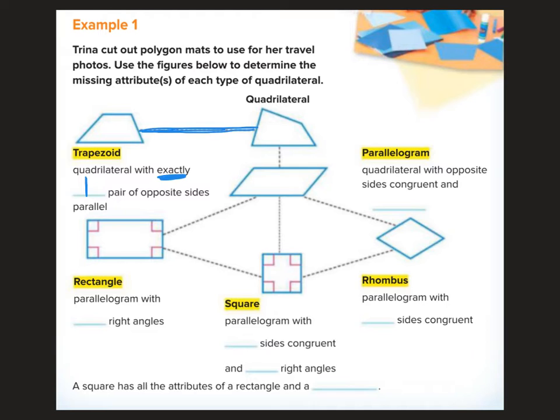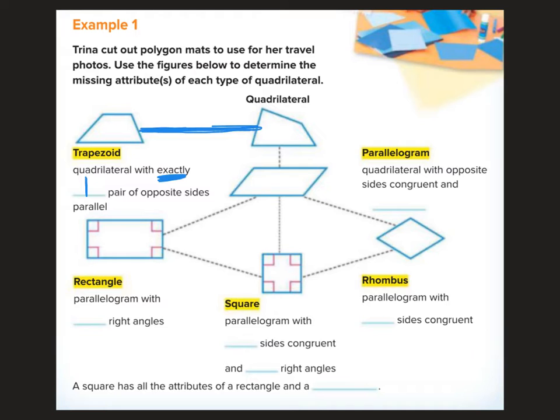Exactly. Okay, so sometimes we have things where it's like, oh, it's got one. Well, then that means that parallelograms are also trapezoids because they have one pair of opposite sides that are parallel. Nope, has to have exactly. Underline that word there.